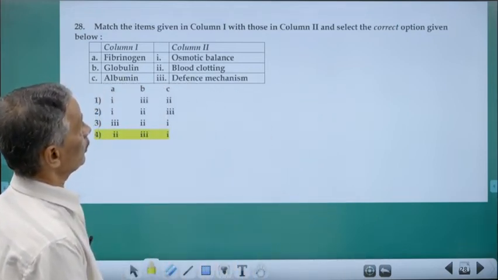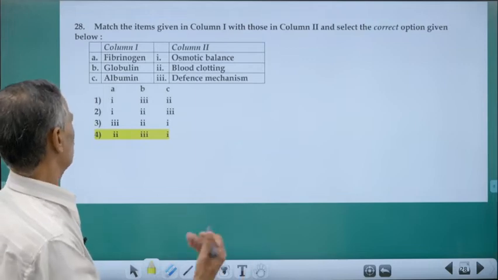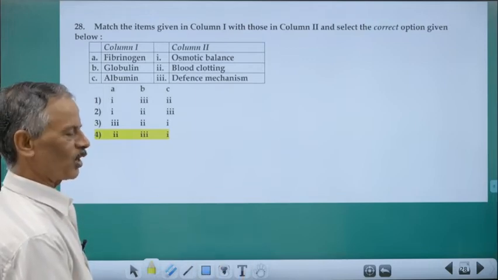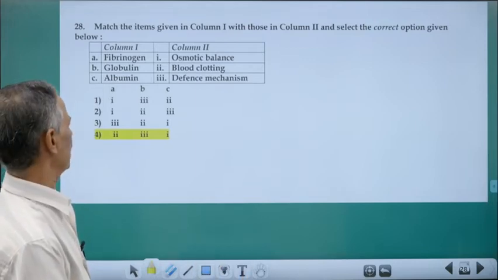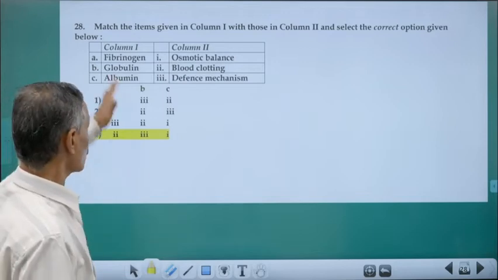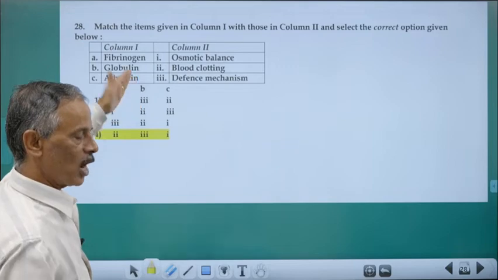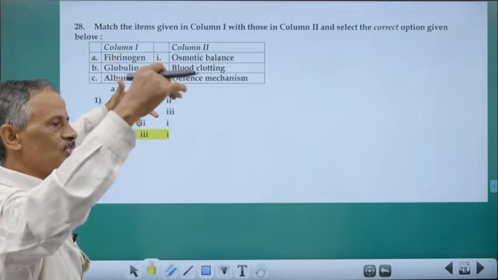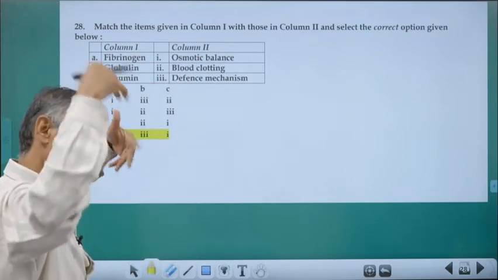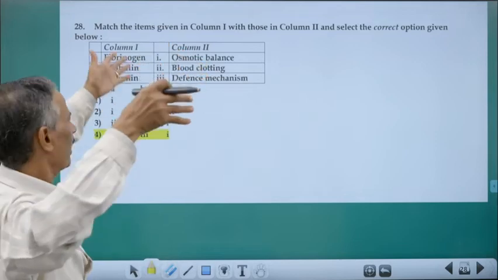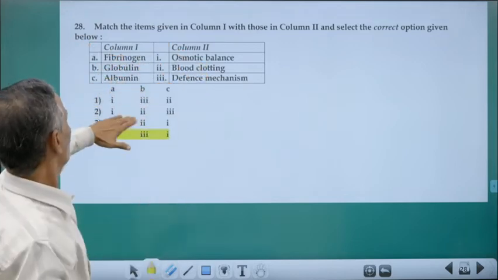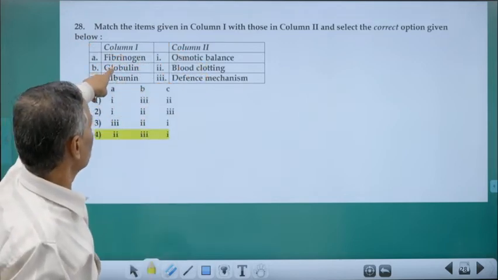Column 1 and column 2, fibrinogen. These are now very simple questions because we have discussed the same question earlier. See, these are all questions that were asked in the NEET examinations. We have collected all the questions asked from this chapter in previous NEET examinations and presented them before you. So, fibrinogen.